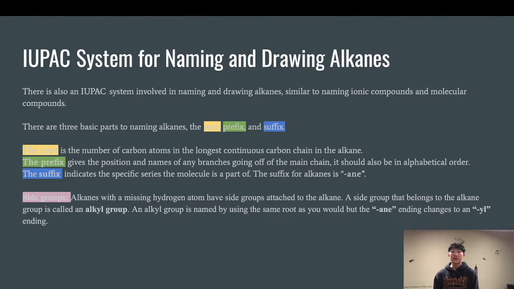The prefix just gives us the position and names of any branches that are coming off of the alkane. These should also be in alphabetical order. The suffix just indicates the series of which the molecule is a part of. And the suffix for all alkanes is ane, so ane. Side groups are also just branches that are coming off alkanes, which makes it much easier to remember. So these two would be considered side groups for this alkane.